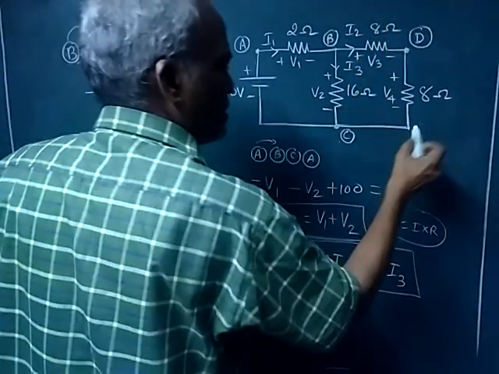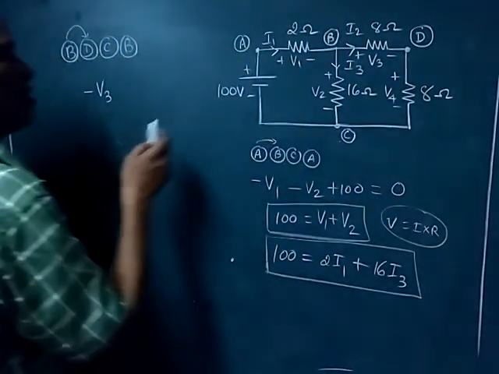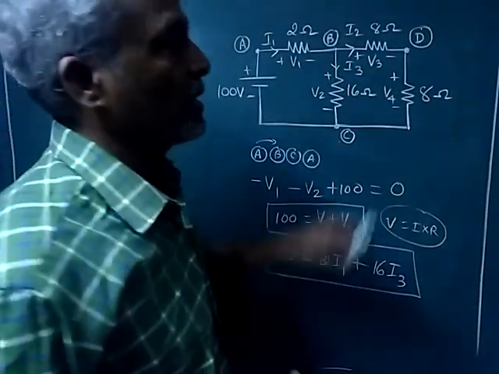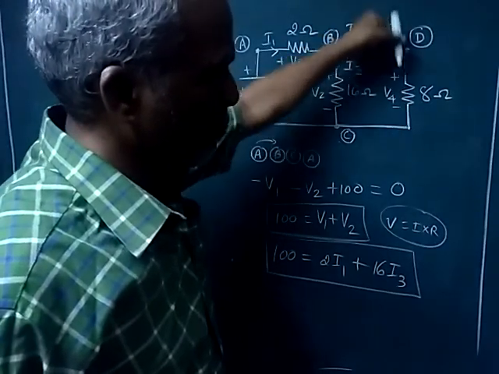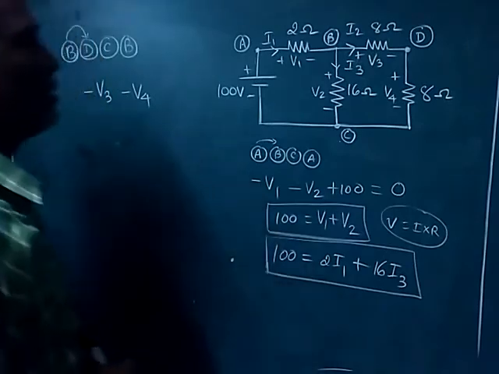From D to C, this is C. All these points are C. From D to C, there is fall-in potential, minus V4. So why am I telling fall-in potential? This is higher, this is lower. You are moving from D to C. Therefore, it is fall-in potential.